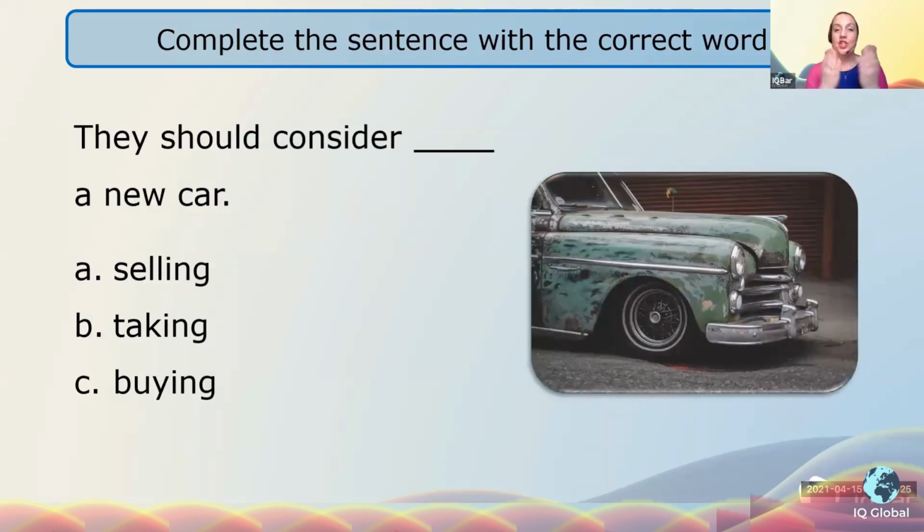Now, it's your turn. Can you think of the word that is missing? Look at this picture. A family have a very old car. I wonder what they should consider doing. Human, over to you. Good. Let's have a poll and see what we can do about this one.